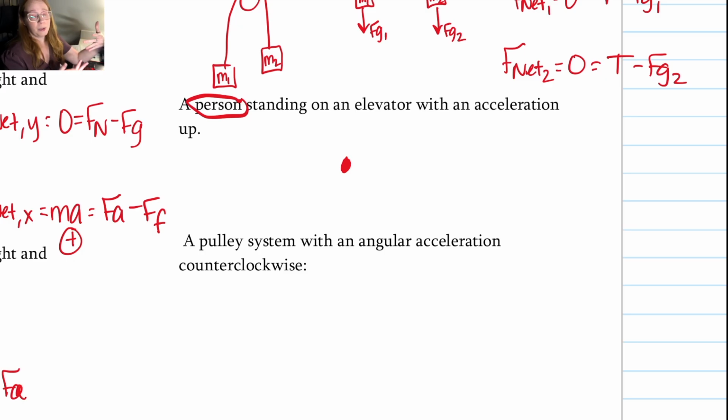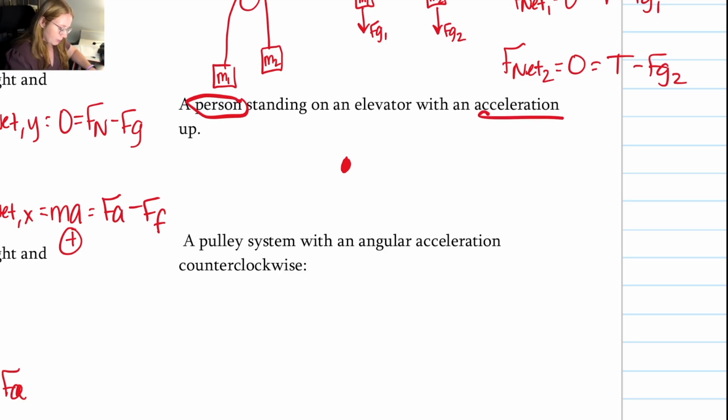But since it asked for the person, the person's not being pulled by a cable, so we should see no tension. Instead, what the person is experiencing, they're being pushed by the floor of the elevator. They're either being pushed up or pushed down. The person is experiencing only forces from the ground of the elevator, which should be a normal force. So just be careful that it is not experiencing tension. The person is experiencing a normal force.